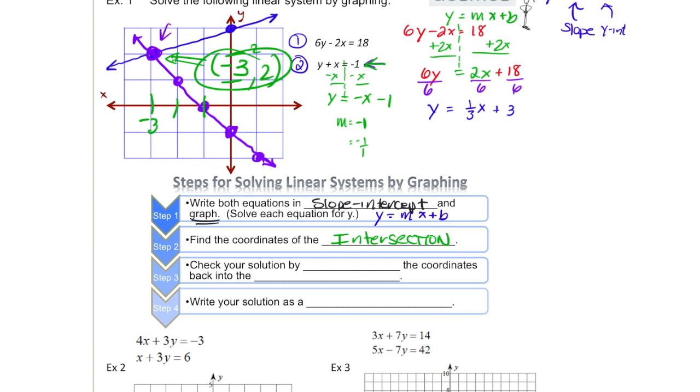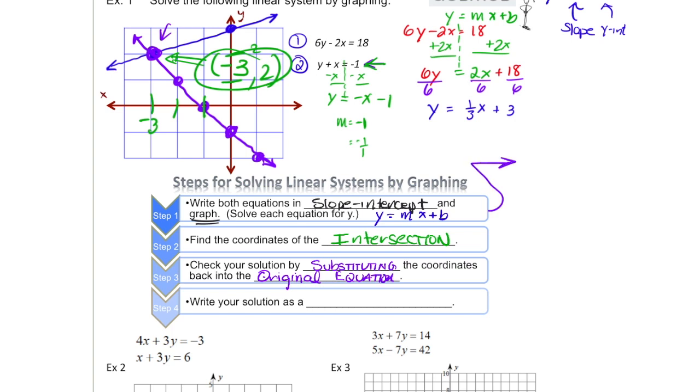Check your solution. Now, we did not do that step, so we're going to do it here in just a moment. Check your solution by substituting the coordinates back into the, and I'm going to put original equations. Let's go ahead and do this step right now, and I'm going to do it right off to the side here.